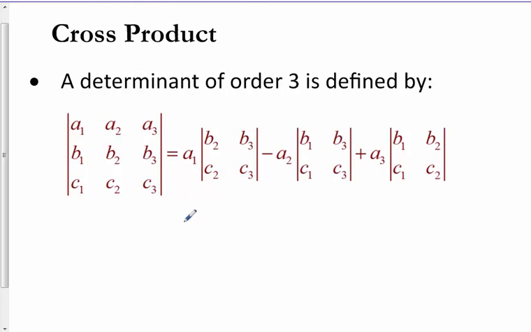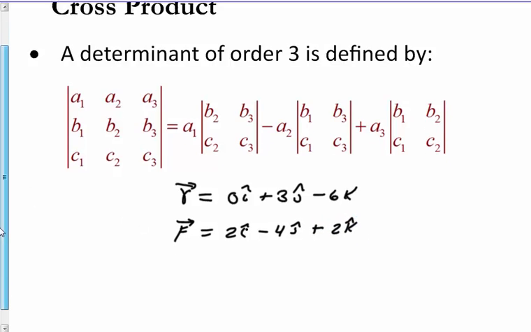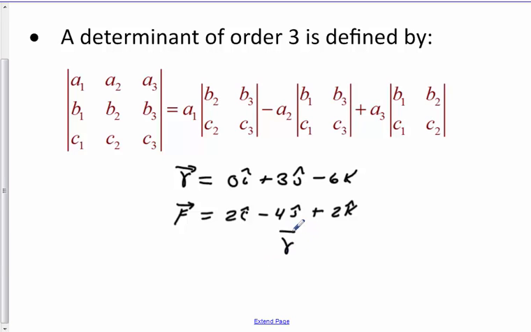Let's say, for example, that I have an R vector that's defined as 0 i hat plus 3 j hat minus 6 k hat. And I have a force of 2 i hat minus 4 j hat plus 2 k hat. And again, I want to do the cross product here. I want to do R cross product F, because let's say I'm going to find out what the torque is going to be.